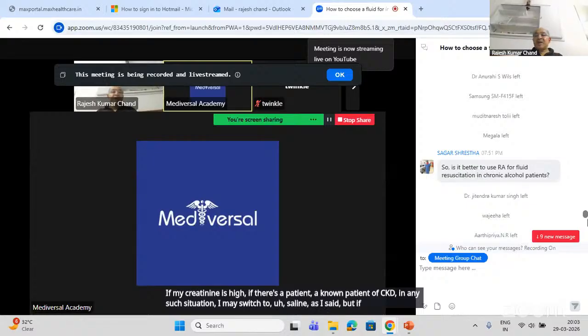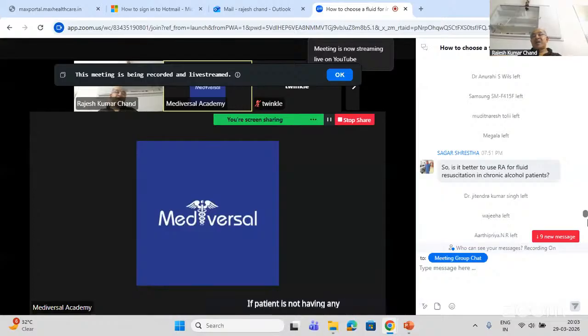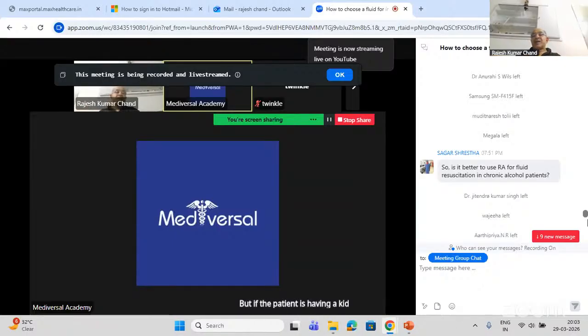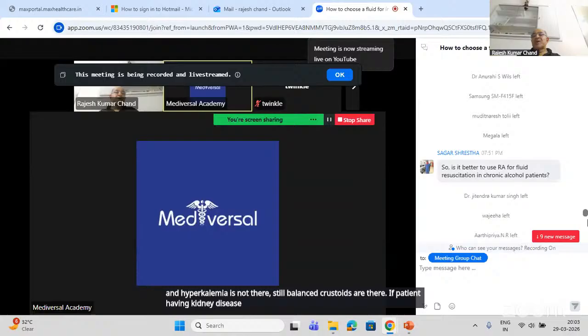But if hyperkalemia is not there, if patient is not having any kidney injury, then balanced crystalloid solutions are always a preferable solution. But if the patient is having a kidney disease and hyperkalemia is not there, still balanced crystalloids are there. If patient having kidney disease, decreased urine output, and risk of hyperkalemia, we may consider normal saline.